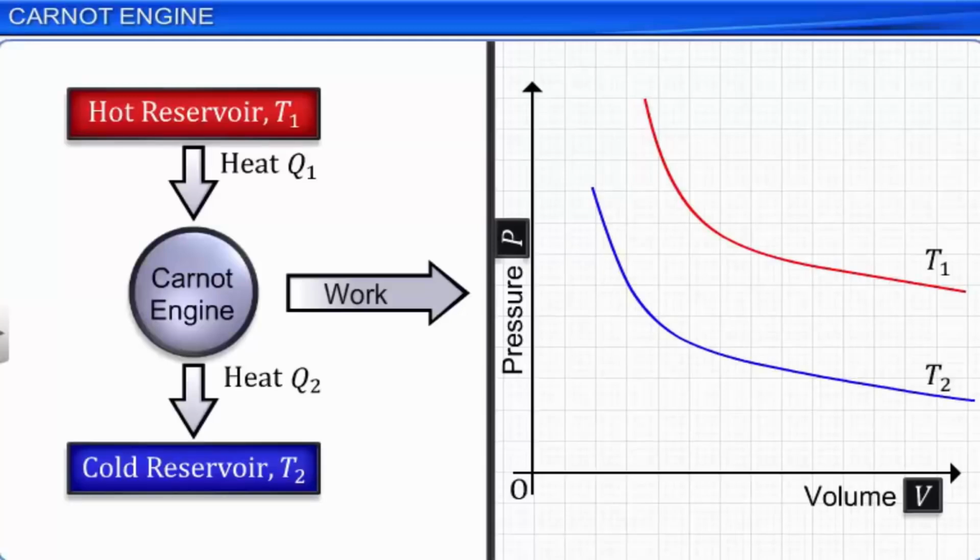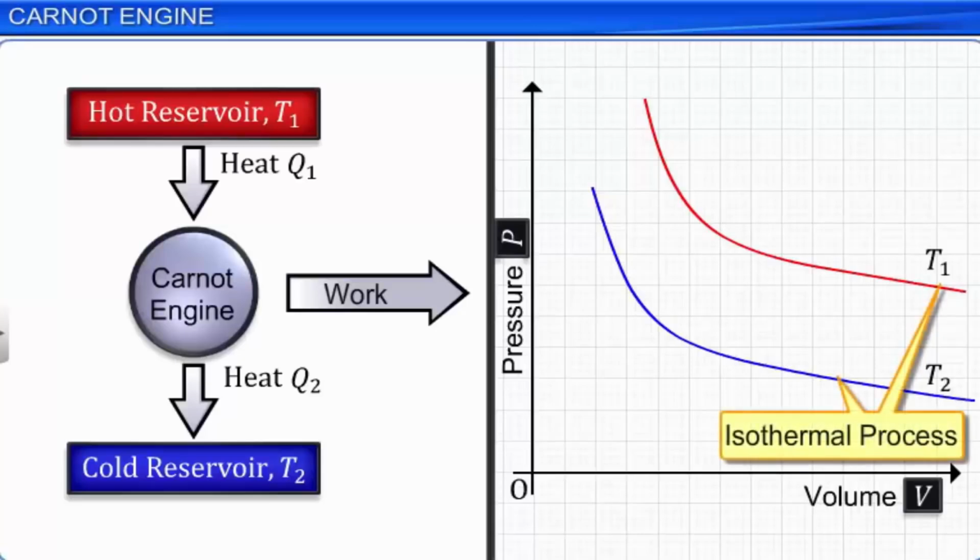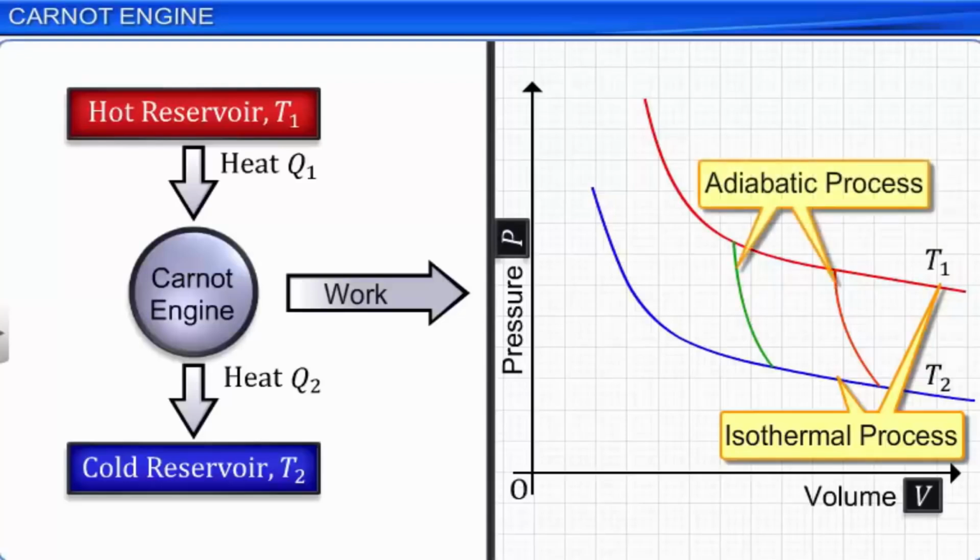There must be two more processes. In the first process, the temperature of the system changes from T1 to T2. And in the other process, the system is taken back from T2 to T1. Since there is no exchange of heat involved in these two processes, they must be adiabatic. The cycle of two isothermal and two adiabatic processes through which the working substance of a Carnot engine passes is known as the Carnot cycle.